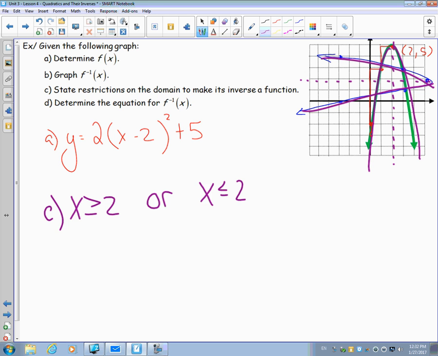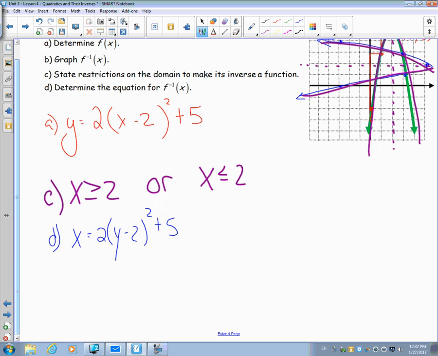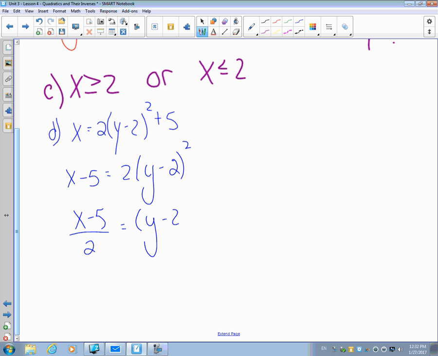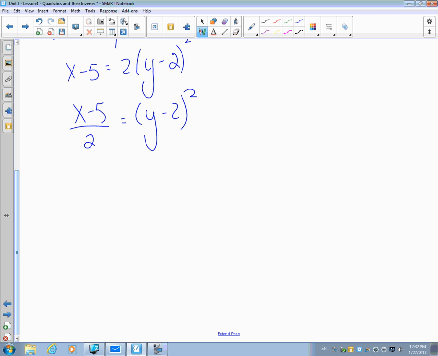All right, last try. Let's find the equation of that inverse. Just one more time with this. That's usually the tricky part. So swap x and y. So x equals 2 bracket y minus 2 squared plus 5. What do we get? We get x minus 5 equals 2 times y minus 2 squared. X minus 5 over 2 equals y minus 2 squared. I don't like to divide by 2, so what did we say we would turn into a fraction? That means the same thing, right?